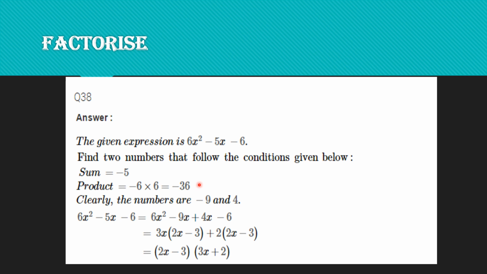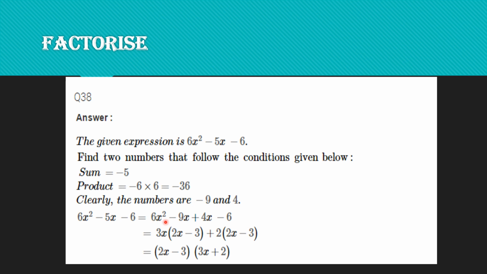So the difference is 16, not 5. If you take 9 and 4, the difference is 5. We want −5, which means place the negative sign for the greater integer: −9 plus 4, that is −5. Now clearly the numbers are −9 and 4.